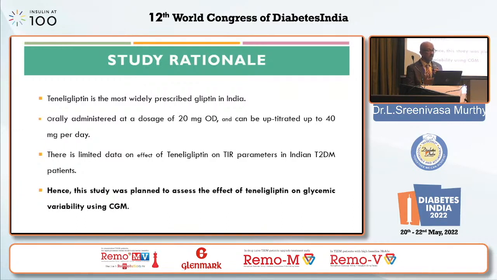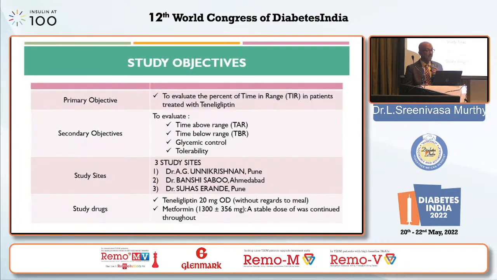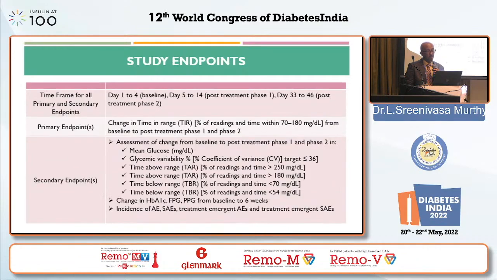It was not there, and hence this study was planned. So the primary objectives were to evaluate the percentage of time in range in patients treated with teneligliptin and to evaluate TAR, TBR, glycemic control and tolerability. There were 3 study sites: Dr. Unikrishnan, Dr. Bansi Sabu and Dr. Suhas Ernade. Study drugs: teneligliptin 20 mg, metformin.